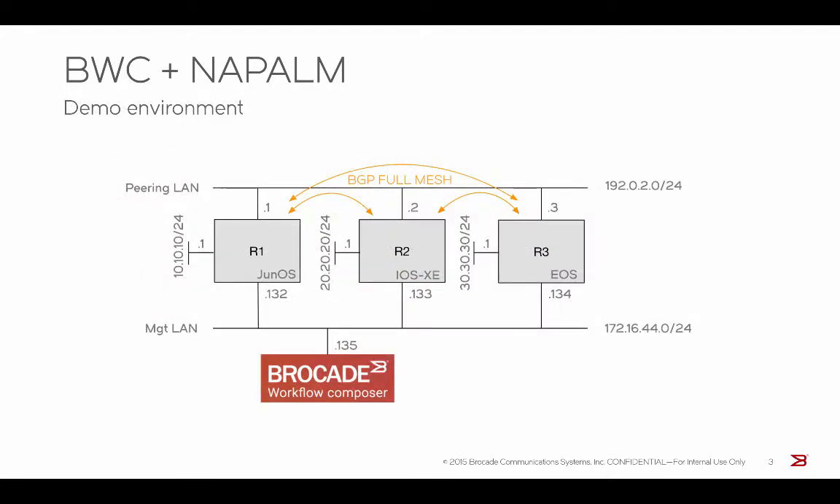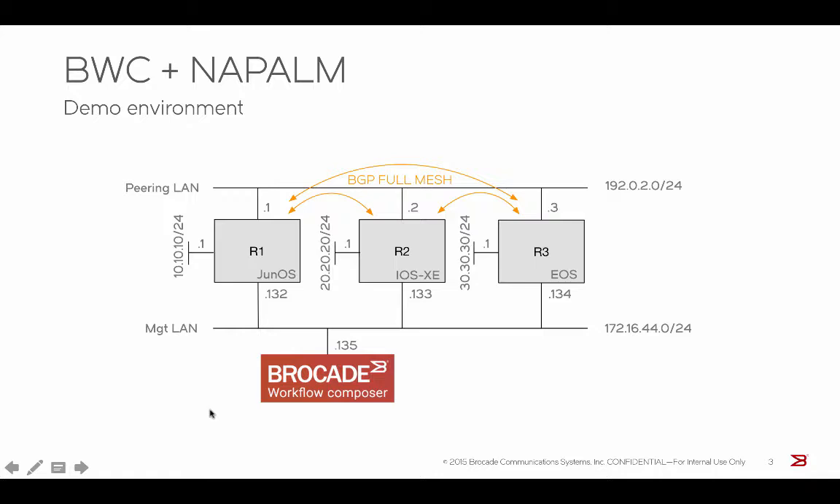So let's look at our topology. I have three routers, a Junos router, an IOS XE, and an EOS router. There is a peering LAN. We've got full BGP peering, or full mesh, in place on the peering LAN. Each device is advertising a prefix. So router 1, the Junos router, is 10.10.10.0/24. The IOS XE router, which is actually a Cisco CSR, is 20.20.20.0/24. And router 3, which is the Arista EOS, is 30.30.30.0/24.